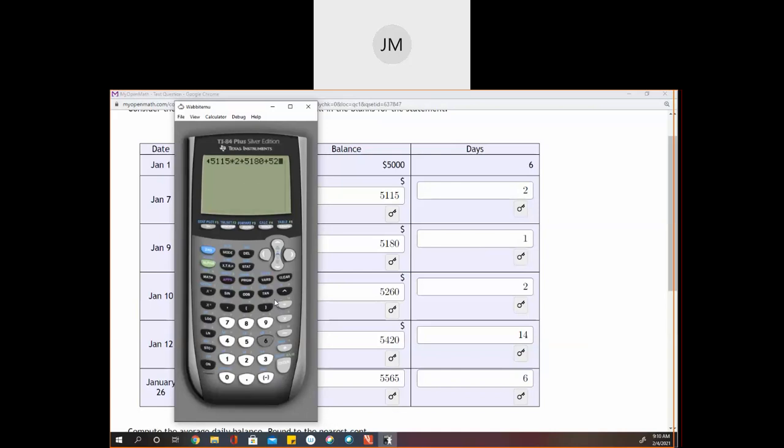Plus 5,260 times 2 plus 5,420 times 14 plus 5,565 times 6. And I take that whole result and I divide by the 31 days in January. Okay, so we get $5,329.03.